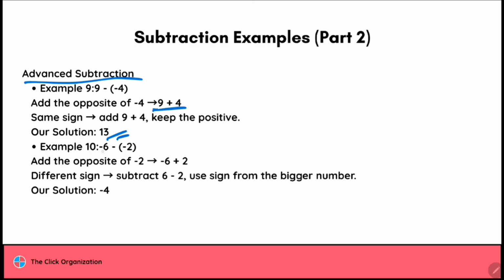Example number 10 says minus 6 minus minus 2. Now in this case, add the opposite of negative 2, which is a positive 2. So minus 6 plus 2. In this question, you can see that both the integers have different signs, right? So simply subtract both the integers. So 6 minus 2 is 4 and keep the sign from the larger number. In this question, the larger number is 6 and the sign of 6 is negative. So the answer would be negative 4.